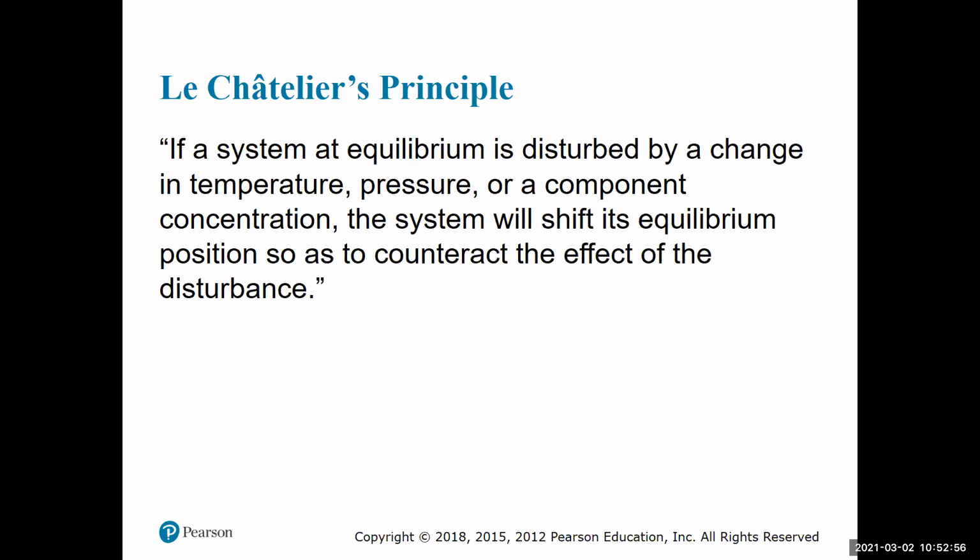Okay, so let's shift gears a little bit and talk about how you can disturb equilibrium. Le Chatelier's principle says that if a system is at equilibrium and is disturbed by a change in temperature, pressure, or component concentration, and the component can either be a reactant or a product, the system will shift equilibrium to counteract the effect of that disturbance. And so that makes sense. All it's saying is that you do something to the system, it wants to get back to where it was.